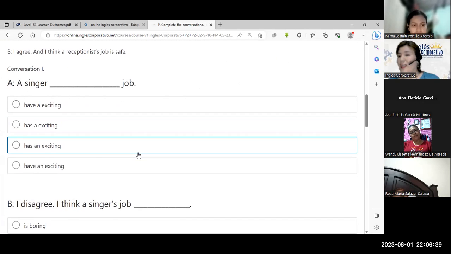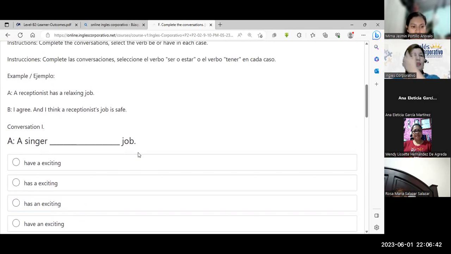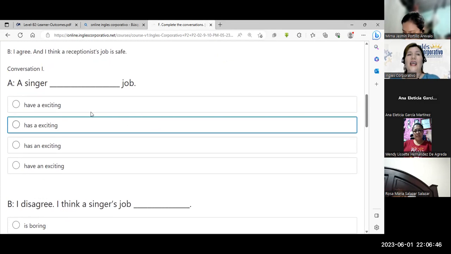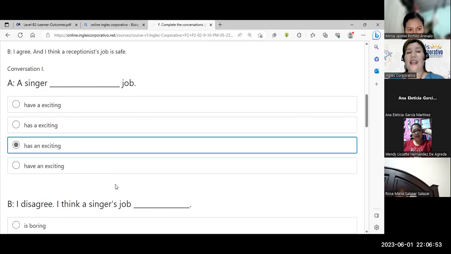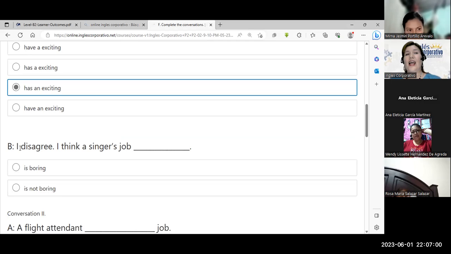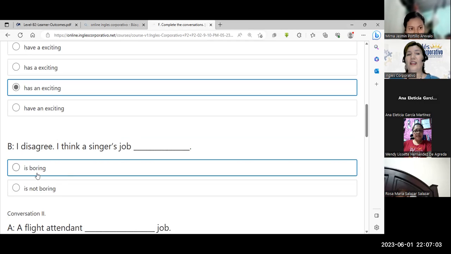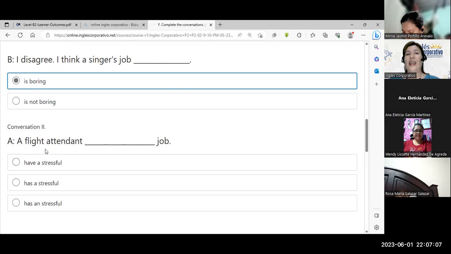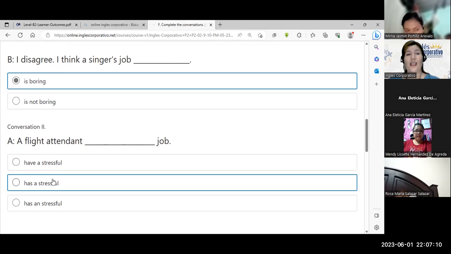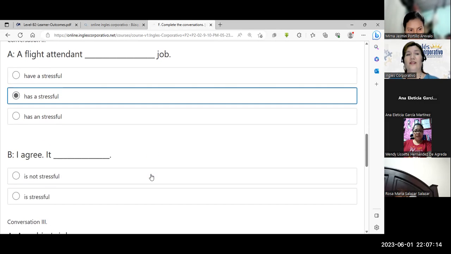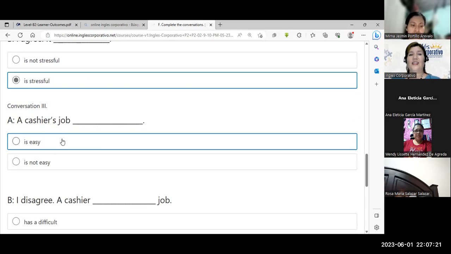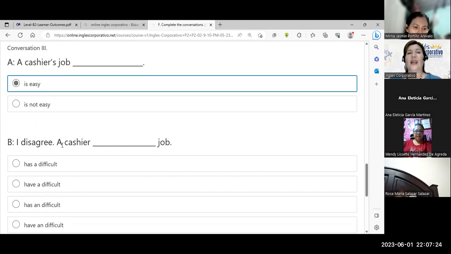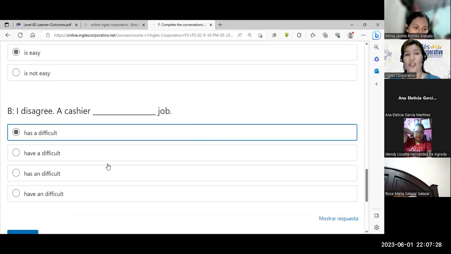complete the conversation. In this one, it says that you have to complete the sentences with one of the options. A singer, singular, she, a singer has an exciting job. Has an, porque exciting comienza con vocal, has an exciting job. I disagree. I think a singer's job is boring. A flight attendant, singular, he or she has a stressful job. I agree, it is stressful. A cashier's job is easy. I disagree. A cashier has a difficult job.